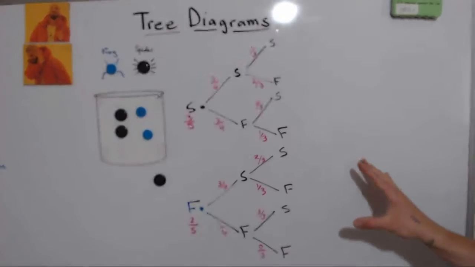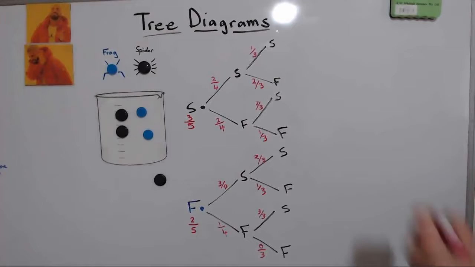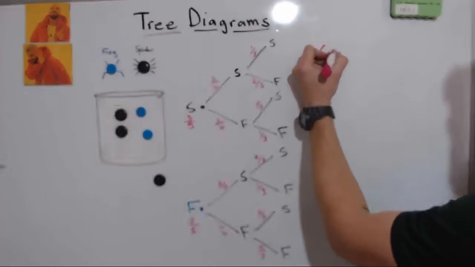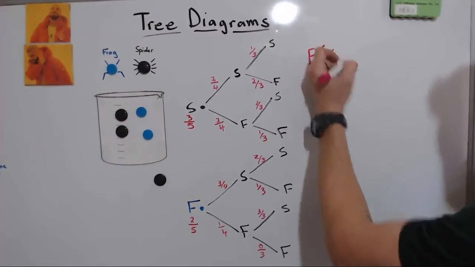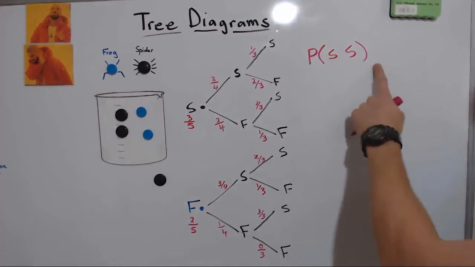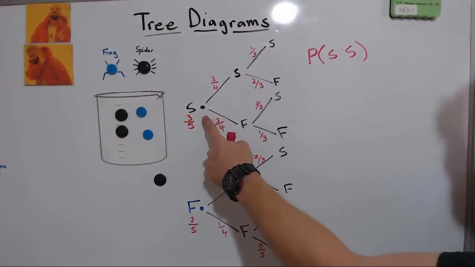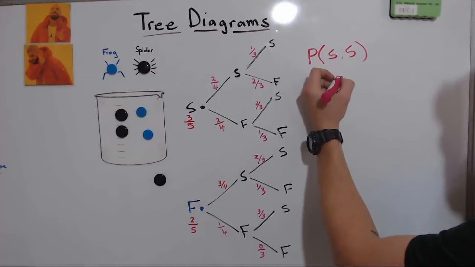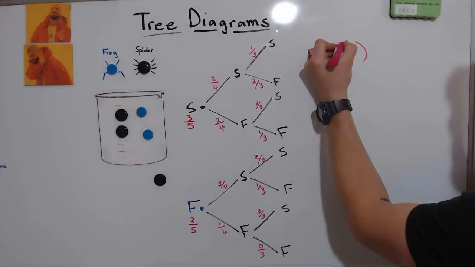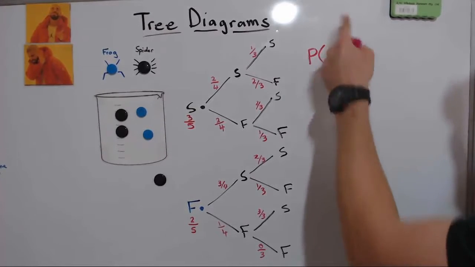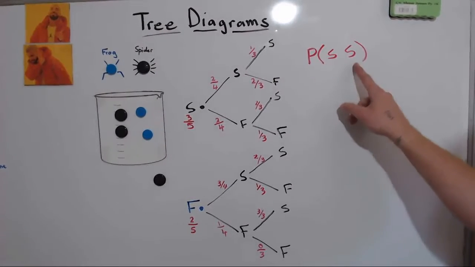If I then wanted to write a question from this, I could say, what is the probability that I get a spider and then another spider? So we can write it this way, P of SS, where we talk about probability of S first and then S second. So you could write this as comma, or you could write a little then in there if you want. So probability of a spider, then a spider. But we can just write PSS, and that means this, then that.